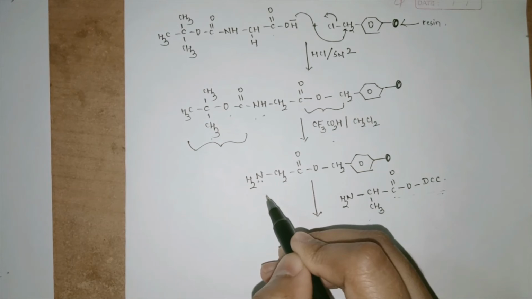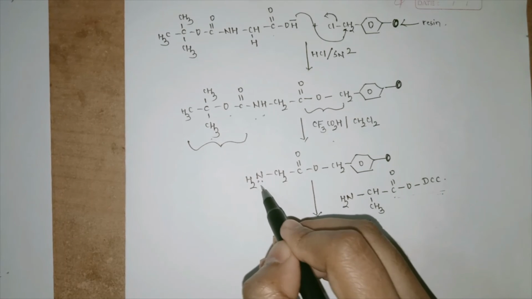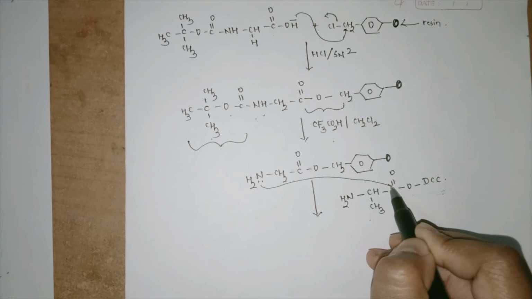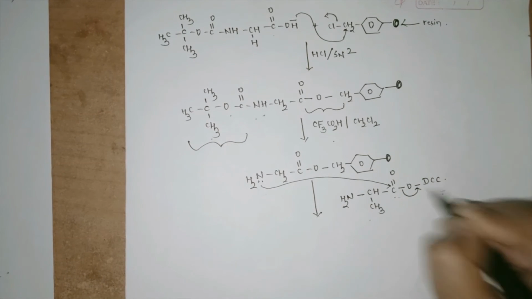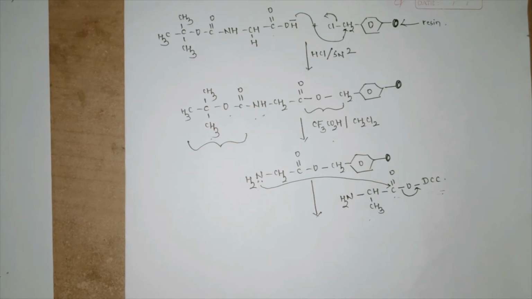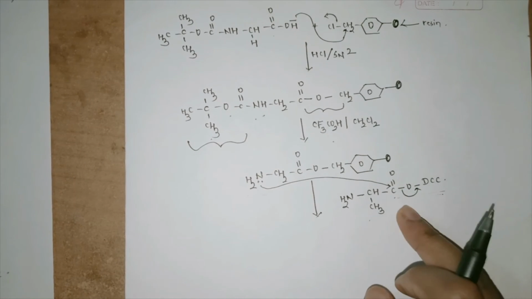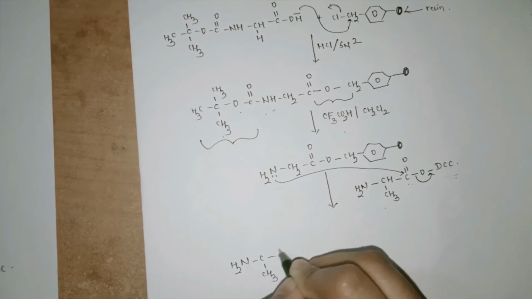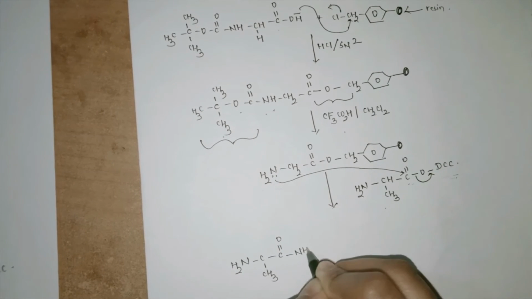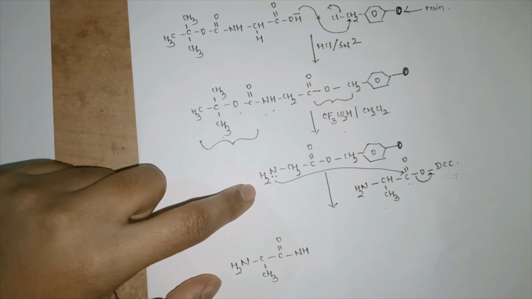Now there is a presence of the lone pair of electrons from this free N terminal. It will go and attack onto the carbonyl carbon. Further, this will release the dicyclohexyl urea system, and then there is a monopeptide which can be formed. So how can we form this monopeptide? NH2, C, CH3, CO, NH. From where did this NH come from?